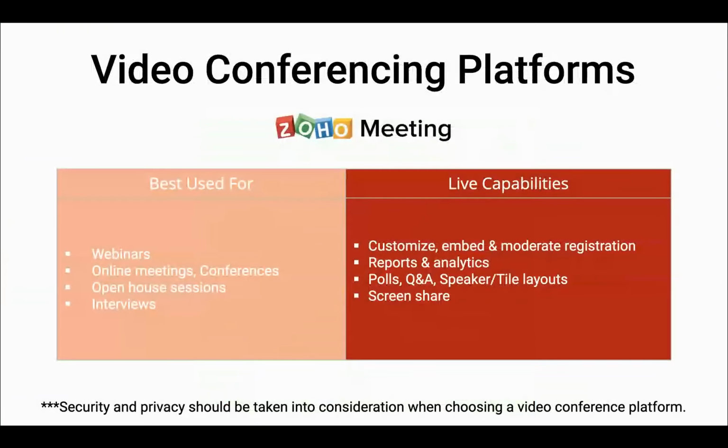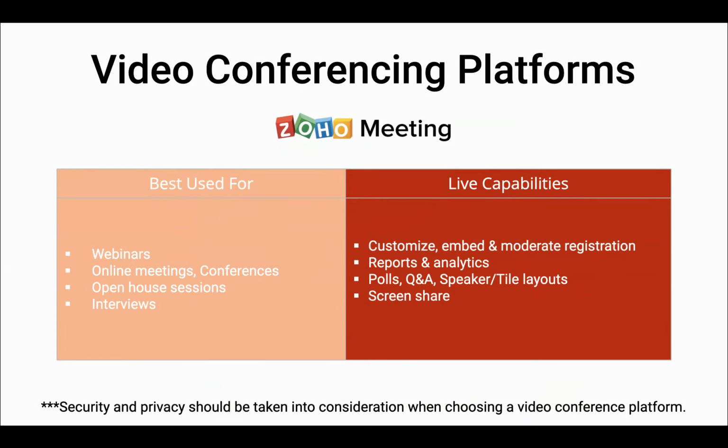Starting with video conference platforms, you guys will notice that this webinar is currently being run on Zoho Meeting. Here at Zoho, Zoho runs on Zoho. So we have all of our own products running in-house throughout our entire organization. And Zoho Meeting is not only great for webinars such as this one, it's also great for all of your online meetings and conferences, or even hosting an interview with customers post-event and getting some interaction afterwards. It's also great to be used for panel discussions or your open house sessions.